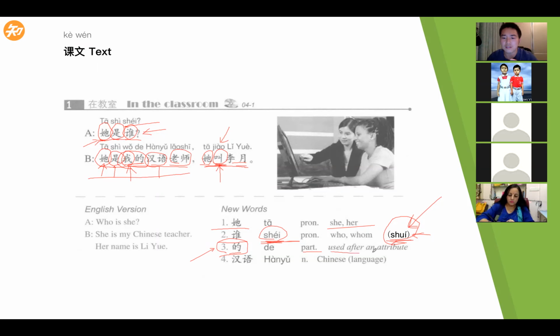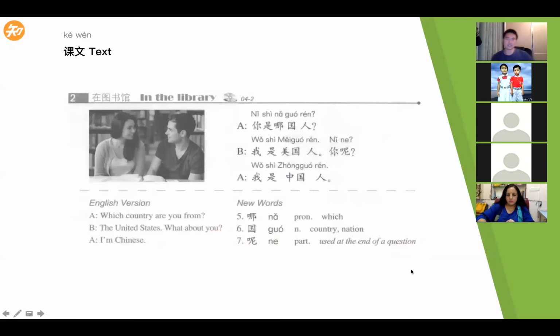It's used after an attribute to represent a lot of different things, and we are going to learn in different sections as well. The first one is just a noun, means 汉语. 汉语 means the Chinese language. You just need to remember it. Okay, now we go to the next text.